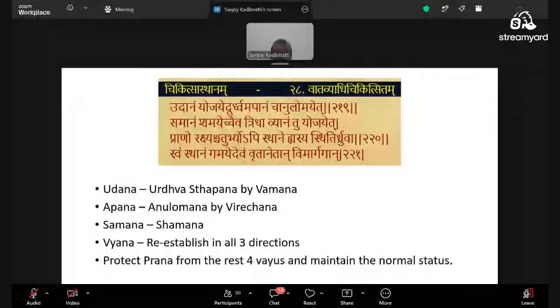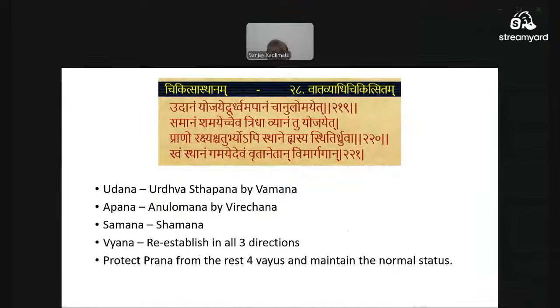Rakshet chaturbhyo api sthane hi asya sthitir dhruva. Prana treatment is very simple, just protect it from the other four. Finish. Just protect the Prana from the other four Vayus. Maintain its normal status. Sthane hi asya sthitir dhruva. Swam sthanam gamayed eva vrittan etan vimargagan. So if it is in its swasthana, then swastha vritti is there. Vimarga, it will cause the disease.